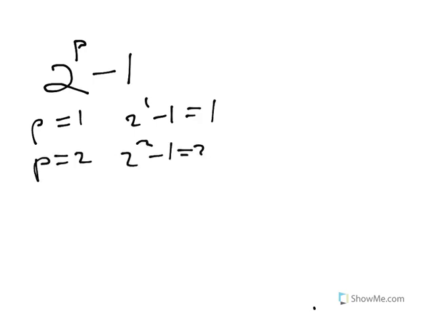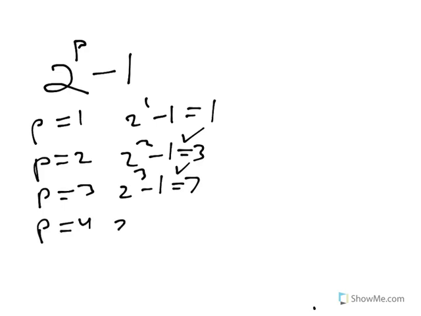Now, most numbers of the form 2 to the p minus 1, where p is prime, are not prime themselves. However, when p equals 1, 2 to the 1 minus 1 equals 1. We don't consider that prime. But when p is 2, 2 to the 2 minus 1 is 3, so that's prime. When p is 3, 2 to the 3rd minus 1 is 7, that's prime. When p is 4, 2 to the 4th minus 1 is 15.